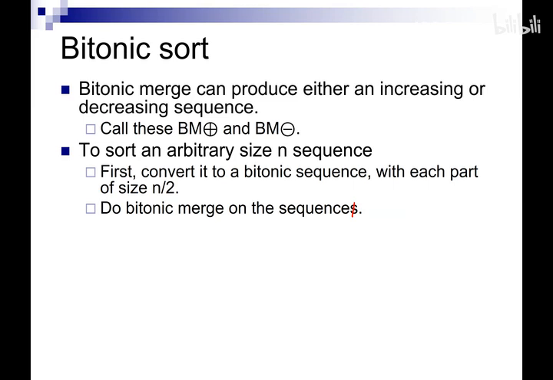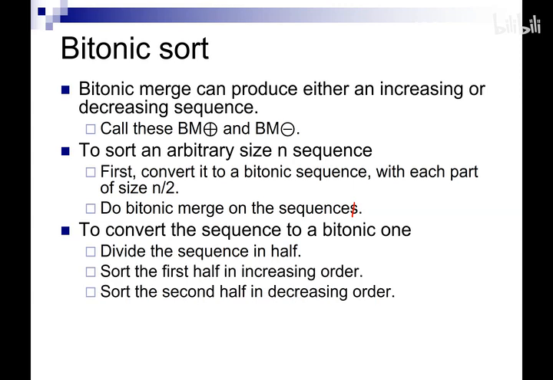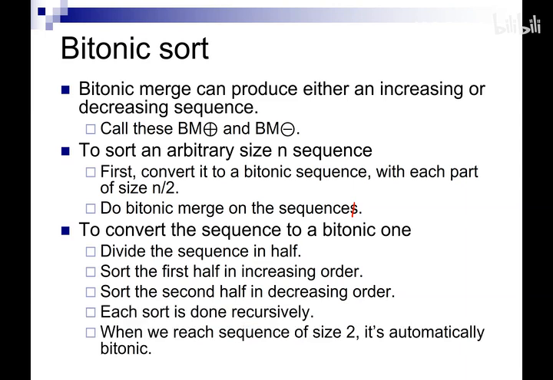Now, the only thing that we don't know how to do is how do you take this arbitrary list and convert it into a bitonic sequence? Well, to do that, we're just going to take this list and divide it in half. Then you sort the first half in increasing order, and you sort the second half in decreasing order. And now you have a bitonic sequence. But the problem is, how do you sort the first half in increasing order, or the second half? Well, you can do this recursively.